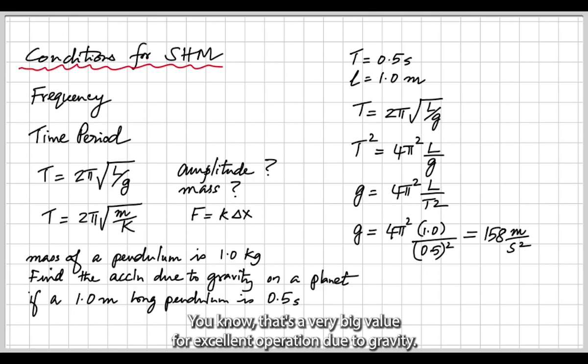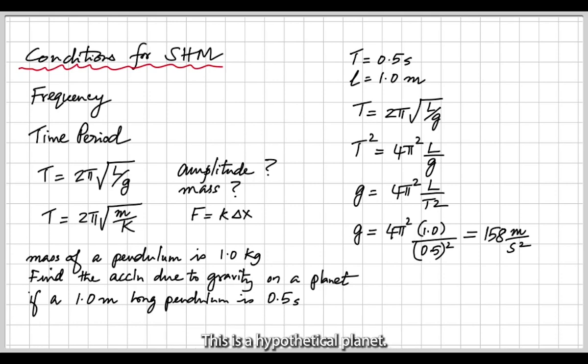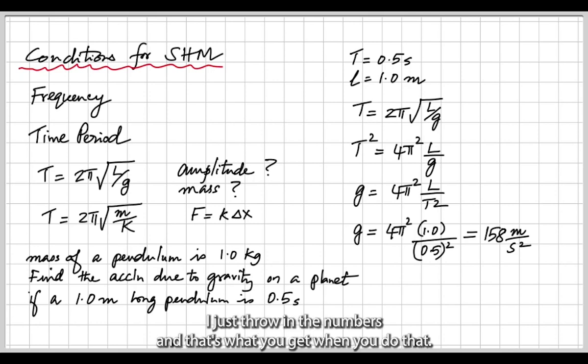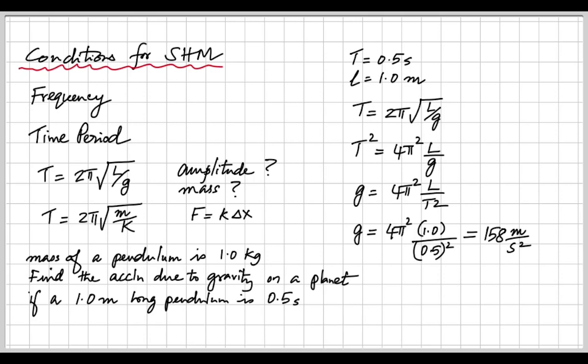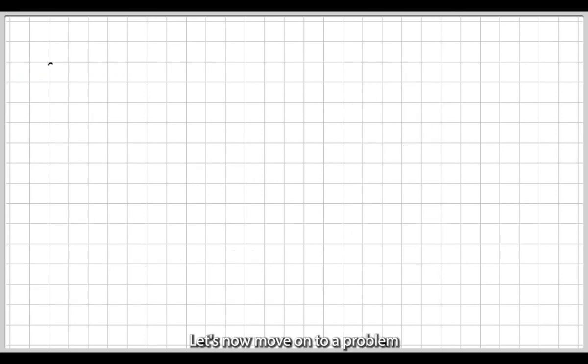You know, that's a very big value for acceleration due to gravity. This is a hypothetical planet. I just threw in the numbers and that's what you get when you do that. But anyways, I hope you understood how this problem has been worked out. Let's now move on to a problem using the time period of a spring.